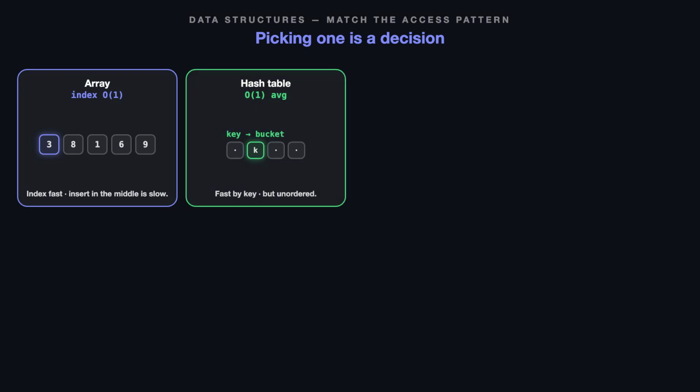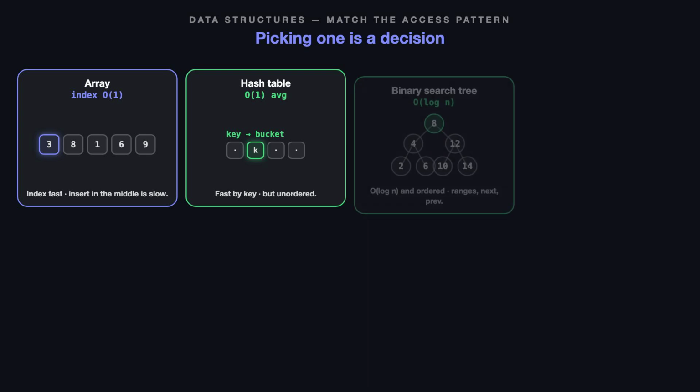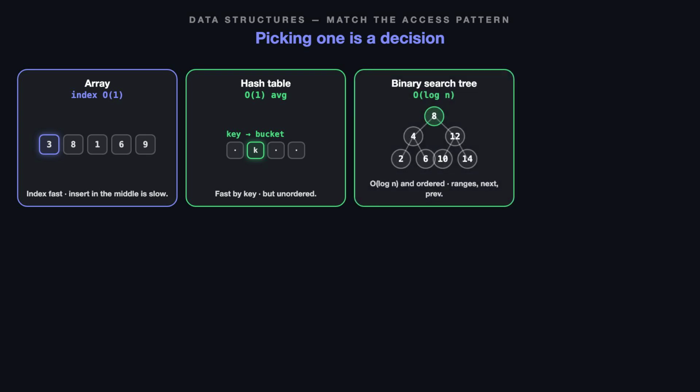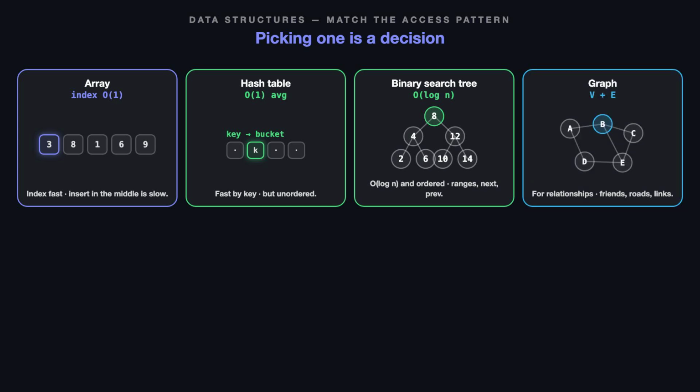An array is a numbered row. Reaching item 5 is instant, O of 1, but inserting in the middle means shifting everything down. A hash table gives O of 1 average lookup by key, but it is unordered, no sense of first or next. A binary search tree gives O of log n operations and keeps everything in order. So ranges, next, and previous all work.